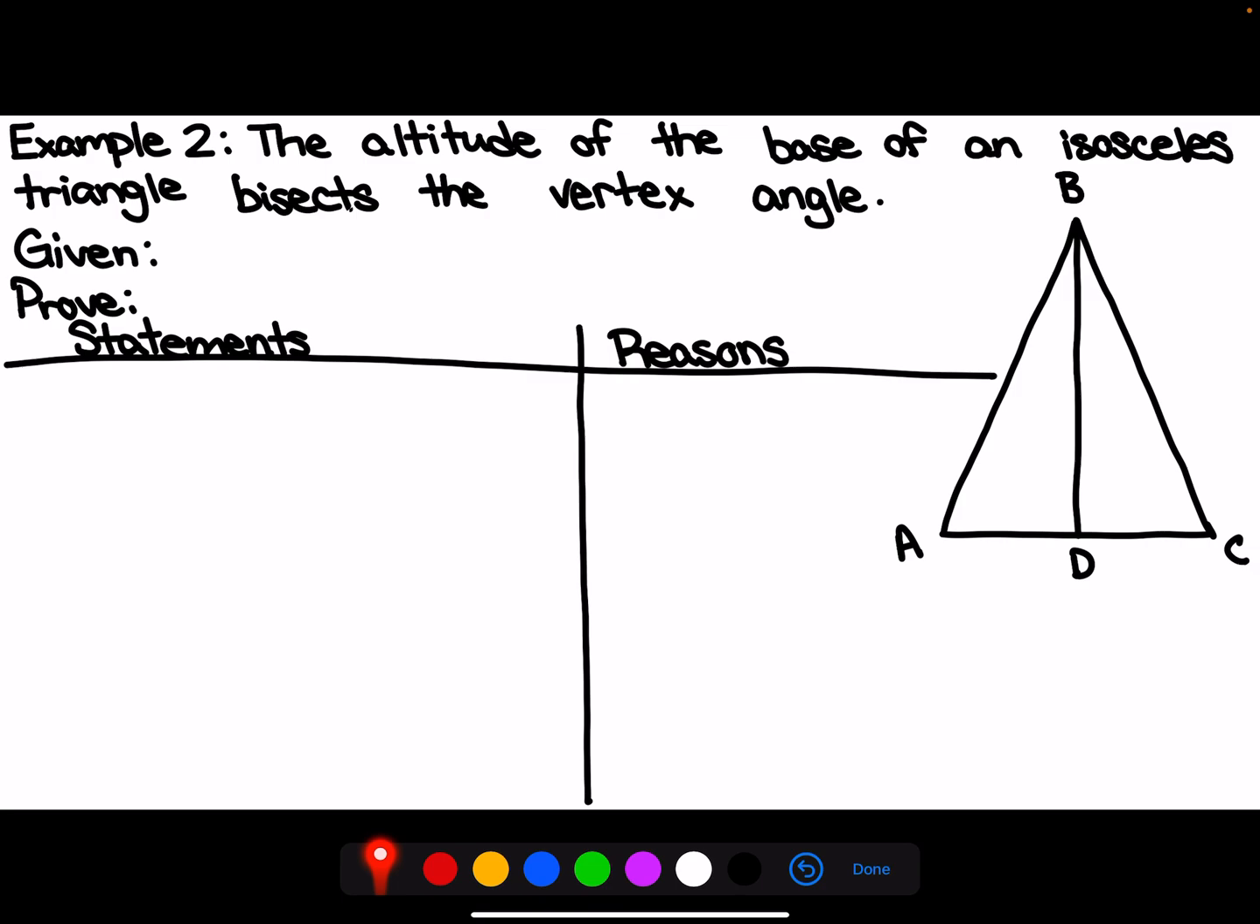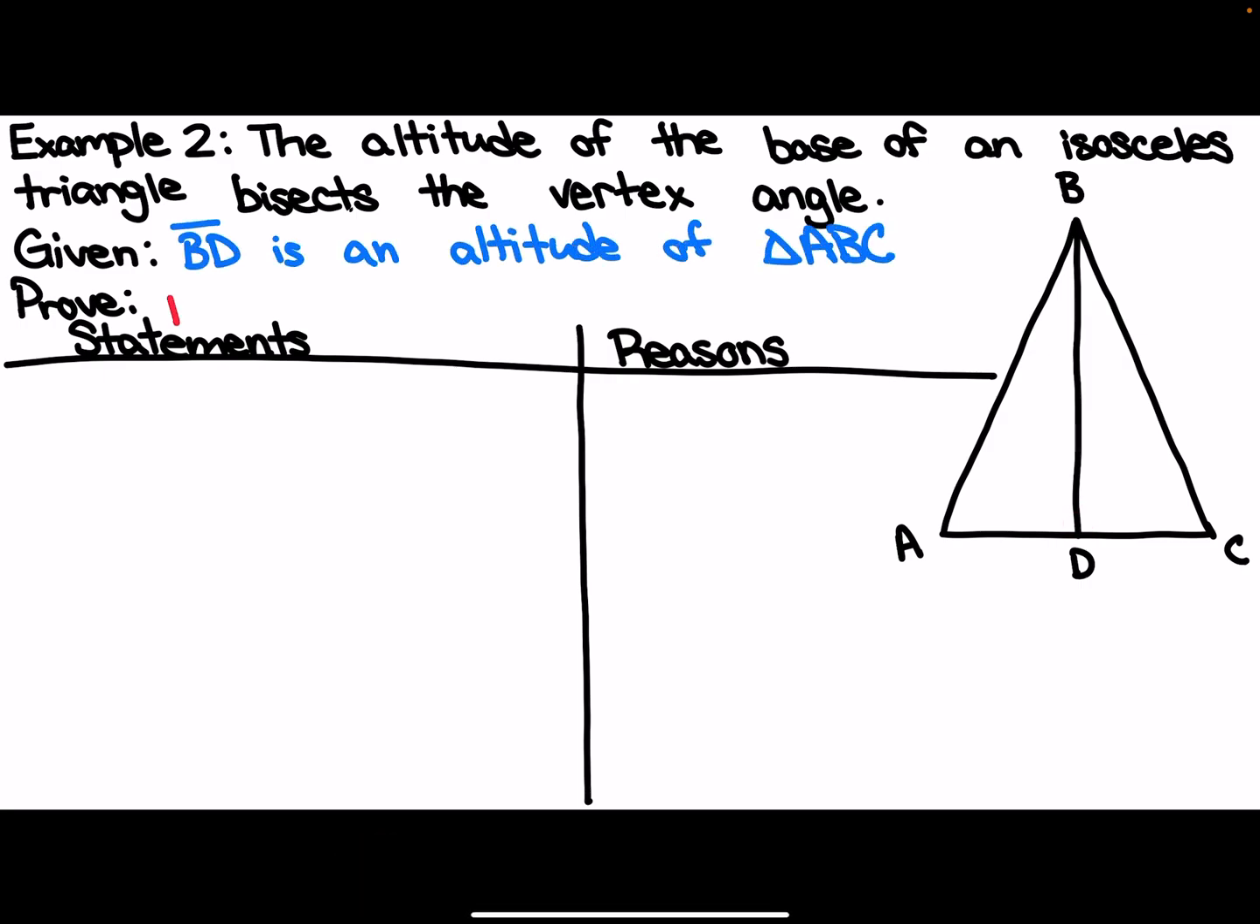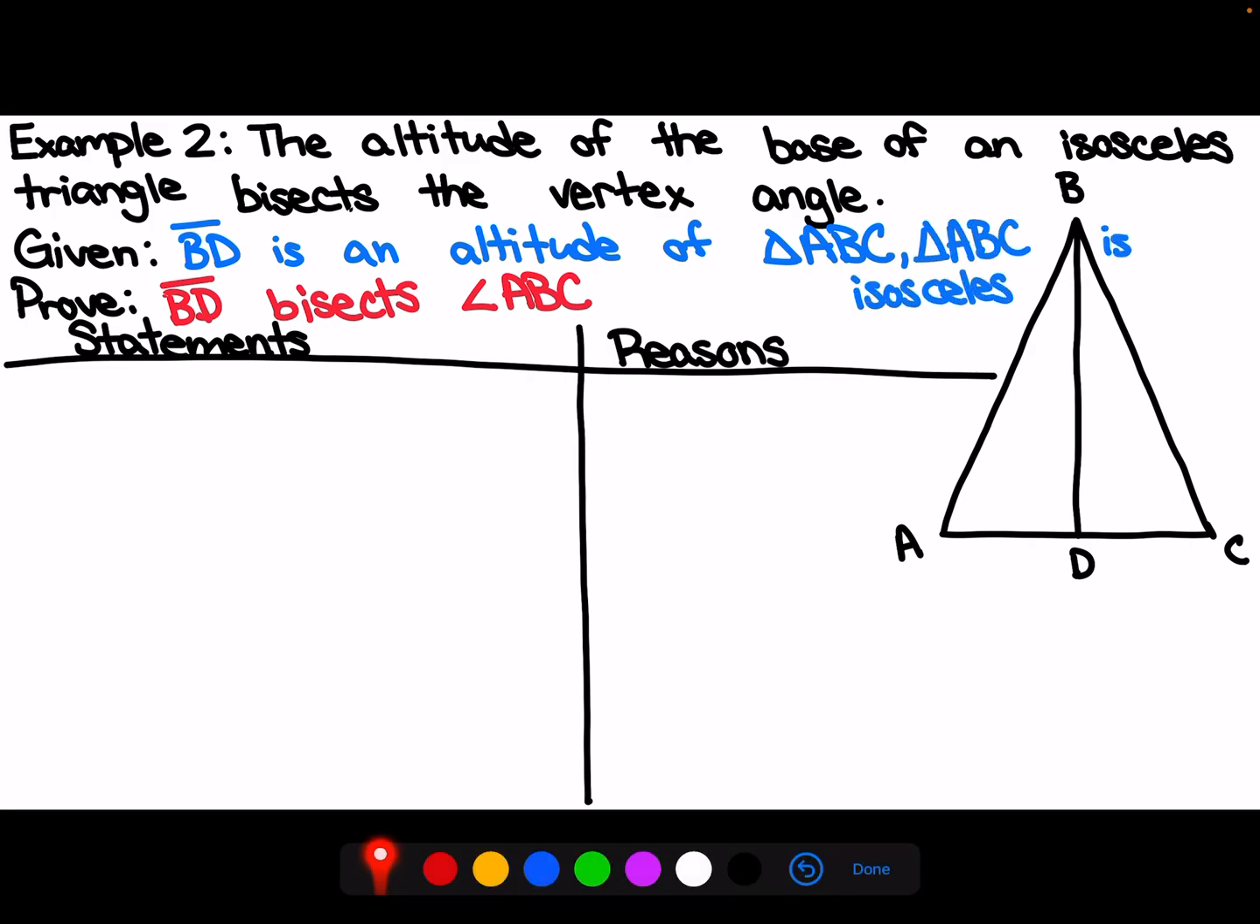With that information, we're given that ABC is isosceles, and we're also given that BD is an altitude. What we'd like to prove is that the altitude bisects the vertex angle. Our vertex angle is angle ABC, this angle right up here, and we want to know if BD bisects angle ABC. So we now have our given and our prove. BD is an altitude of triangle ABC, and triangle ABC is isosceles. We want to prove that BD, our altitude, bisects the vertex angle, angle ABC.